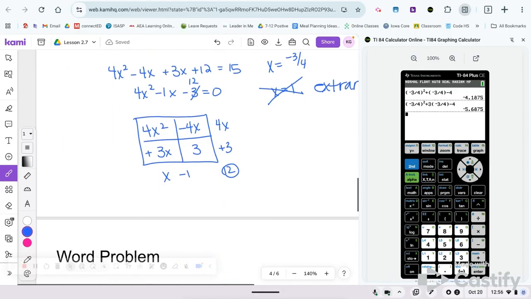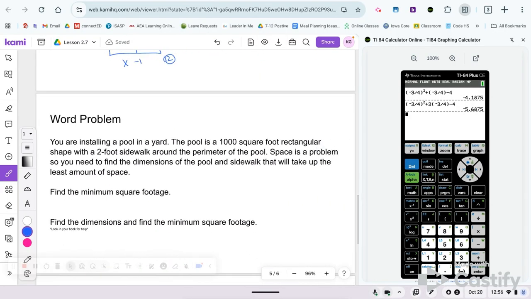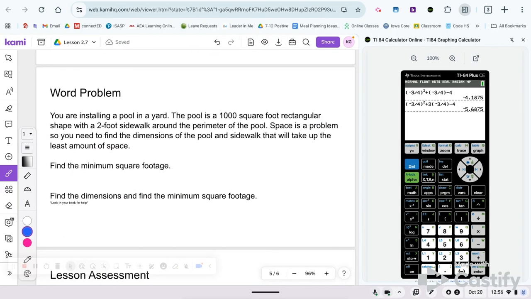So you're installing a pool in a yard. The pool is a 1,000 square foot rectangular shape with a 2-foot sidewalk around the perimeter of the pool. Space is a problem, so you need to find the dimensions of the pool and sidewalk that will take up the least amount of space. Find the dimensions and the minimum square footage.